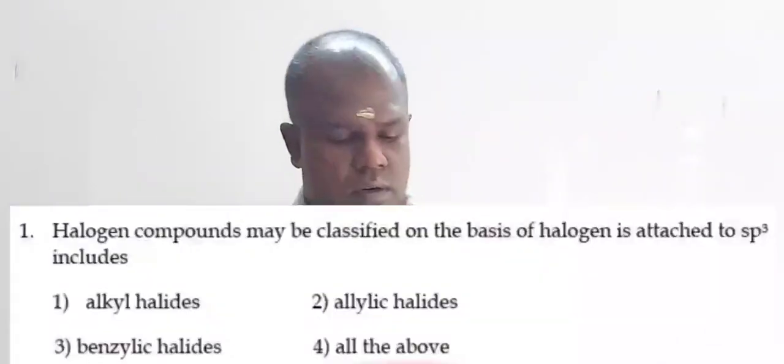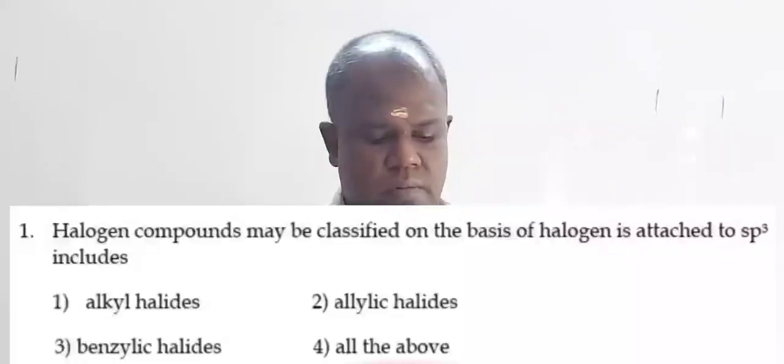The next chapter in second year organic chemistry starts with haloalkanes and arenes. First question: halogen compounds may be classified on the basis of the halogen attached to sp3 carbon included. The word carbon is missing. Options: alkyl halide, allylic halide, benzylic halide, all the above.